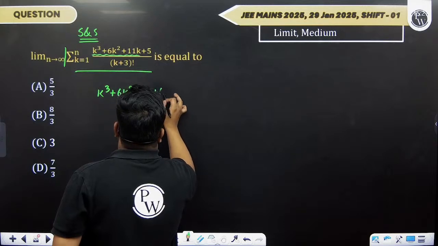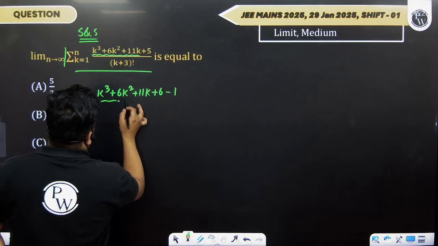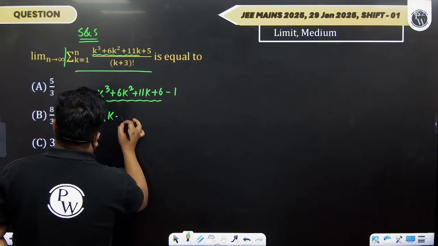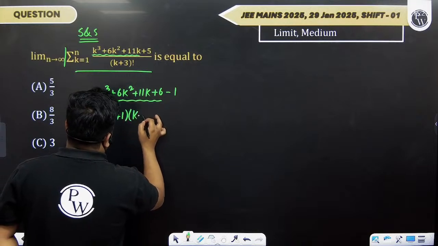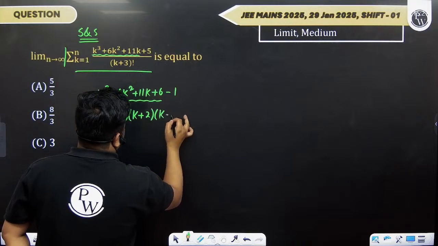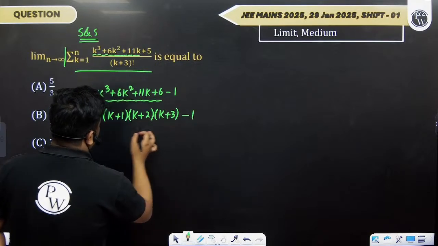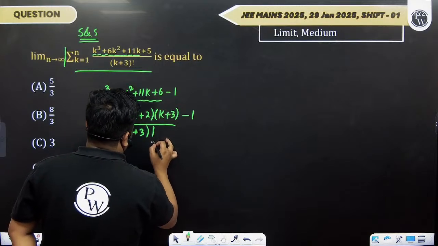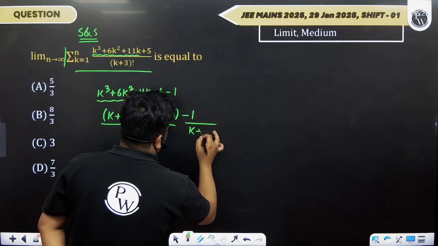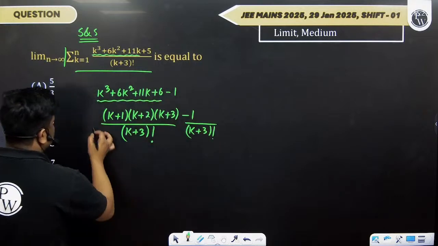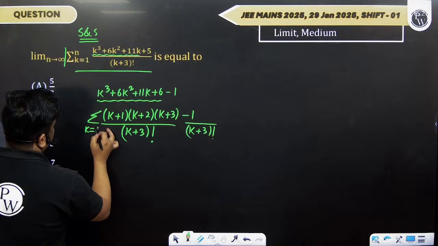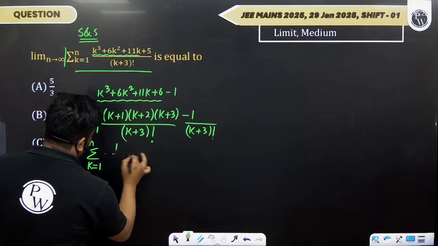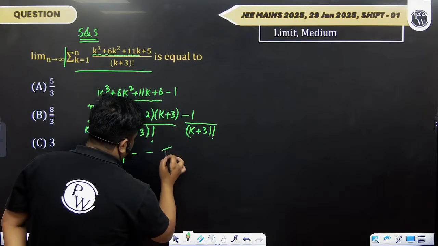if I write 6 and minus 1, now this has a root and can be factorized as k plus 1, k plus 2, k plus 3 minus 1. We'll separate this summation. This becomes k plus 3 factorial. Now this summation is k from 1 to n. So this is summation of 1 upon k factorial minus summation, I am separating.